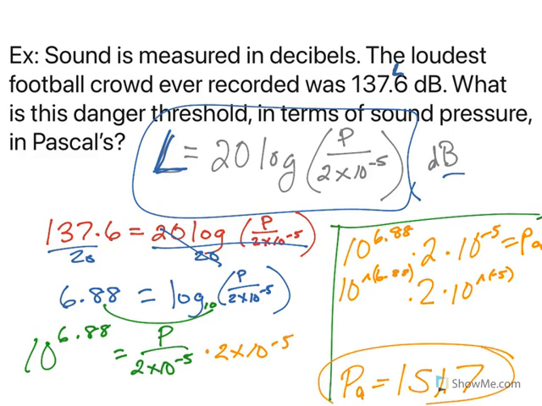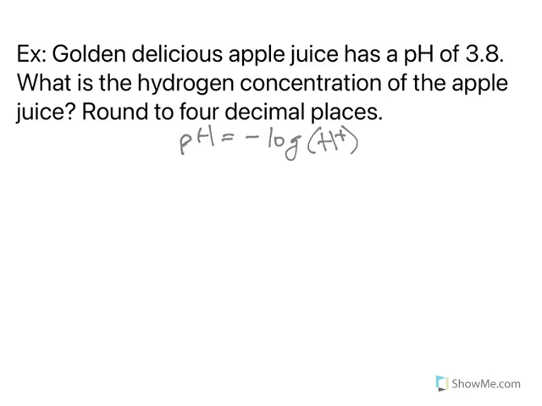You could also use your exponential rules. Because these have the same base, we could add the exponents. So you'd have 10 to the 1.88 times 2. Either way, these are equivalent, and your answer is 151.7.